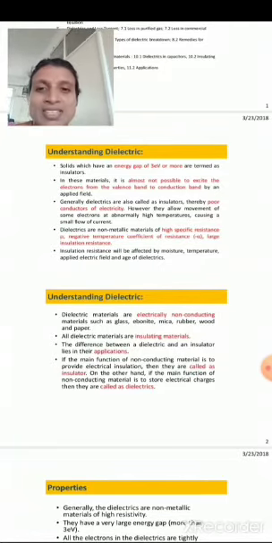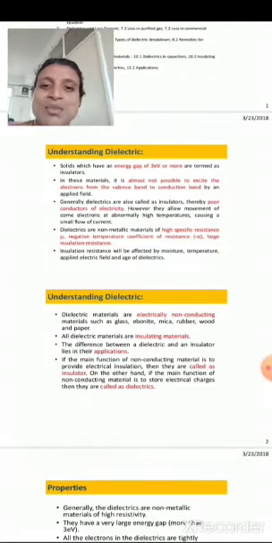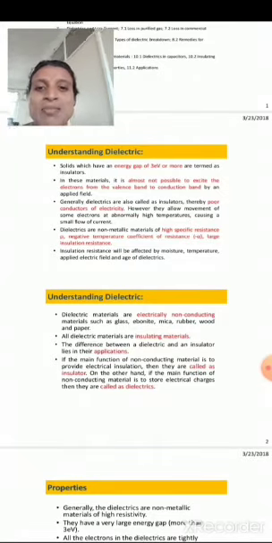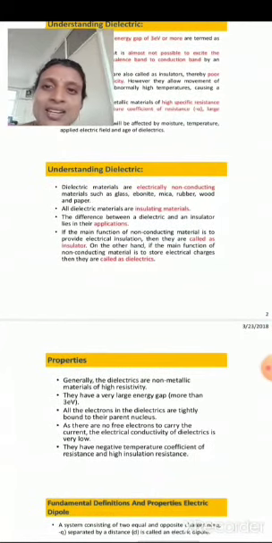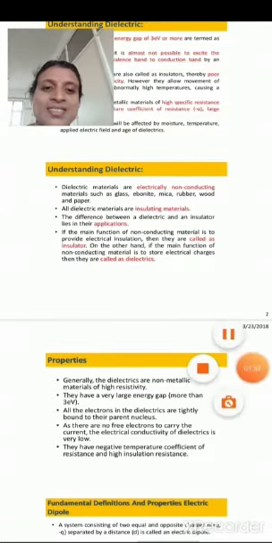So how can we change the property of a dielectric? With the help of applying an electric field, or the properties can also be changed by temperature changes. Dielectric materials are electrically non-conductors. How can we observe dielectric materials? Examples: glass, ebonite, mica, rubber, wood and paper. All dielectric materials are insulating materials. The difference between dielectrics and insulators lies only in their applications.